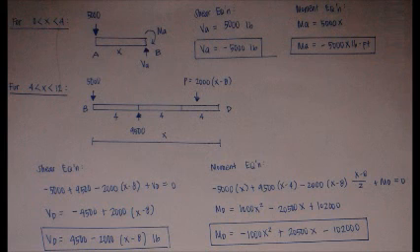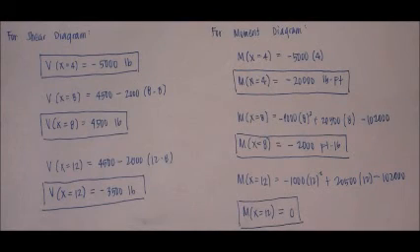The moment equation is negative 5,000x. For section BD, the shear equation is 4,500 minus 2,000 times quantity of x minus 8 pounds. And the moment equation is negative 1,000x squared plus 20,500x minus 102,000. Just substitute the values and we can obtain these values of shear and moments.